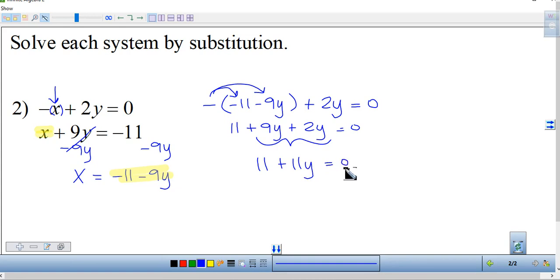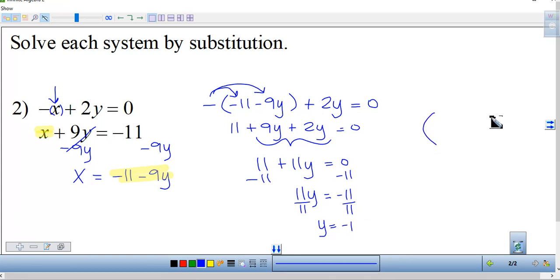Now I can solve for y. I'll start by subtracting 11. That gives me 11y equal to negative 11, and then I'll divide by 11. So y is equal to negative 1.